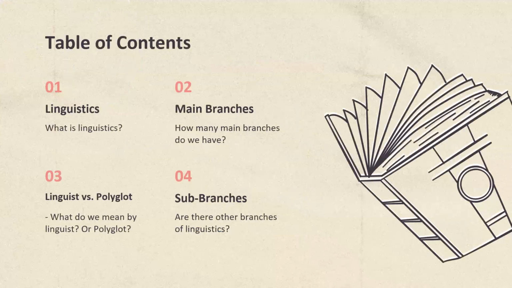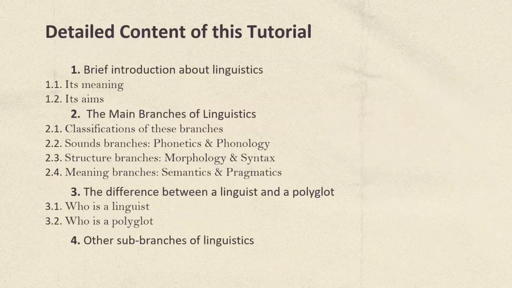Okay. First, in this slide, we'll be taking linguistics. What is linguistics? Then we will move to the main branches of linguistics. Then we will see what we mean by a linguist and what we mean by a polyglot. After that, we will finish by seeing some sub-branches of linguistics, not main branches, but some other sub-branches. Right now, we shall start with linguistics, right?